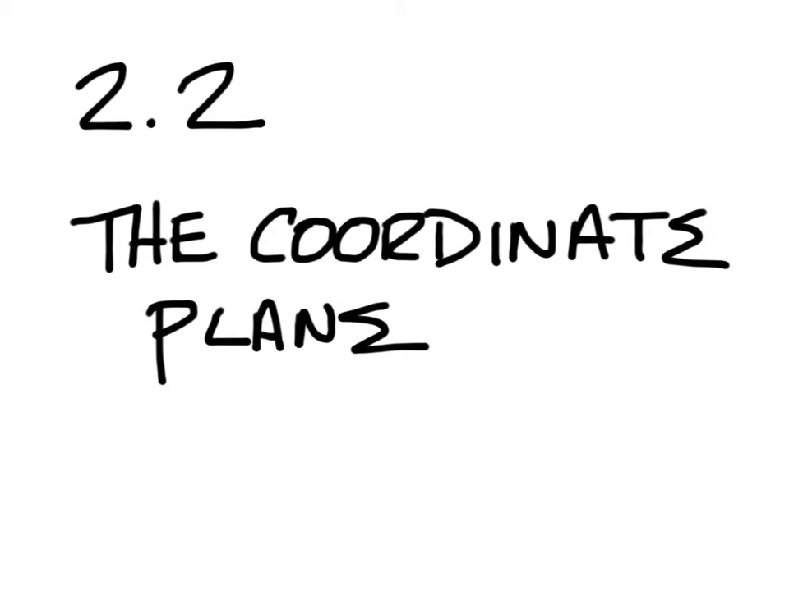2.2 is the coordinate plane. This is also an easy section. However, if you are still lost a little bit on it and you let that carry through Algebra 1, it can make life very difficult, especially when you go to geometry and then Algebra 2 and beyond. So we'll fix anything we need to fix here today.